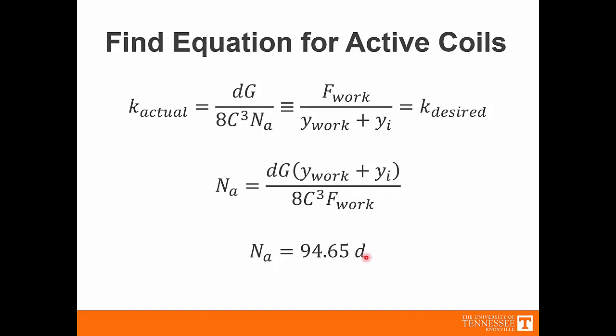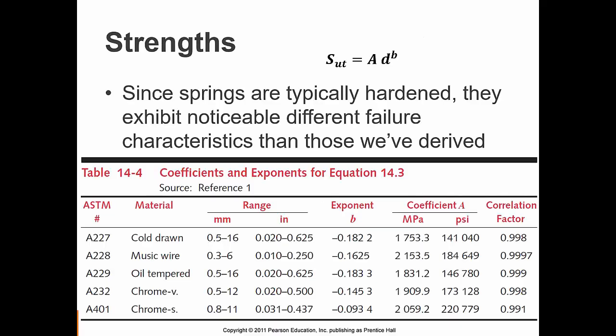What I've done here is I've worked this equation down, so now it's a function of diameter. I know I'm going to need to make a guess for what this initial wire diameter should be, and so I'm putting the number of active coils as a function of that diameter. It's not necessary in a lot of problems, but this particular one, it'll work out nicely for us as we move through. All right, if you remember, the strength of the coil was also a function of the diameter.